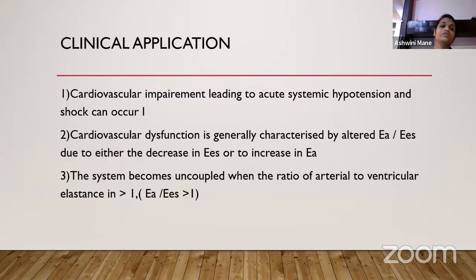Now, the clinical application of this is that cardiovascular impairment can lead to acute hypotension, and shock can occur. The cardiovascular dysfunction is generally characterized by altered EA by EES due to either a decrease in ventricular elastance or an increase in the arterial elastance. The system becomes uncoupled when the ratio of arterial to ventricular elastance is more than 1.